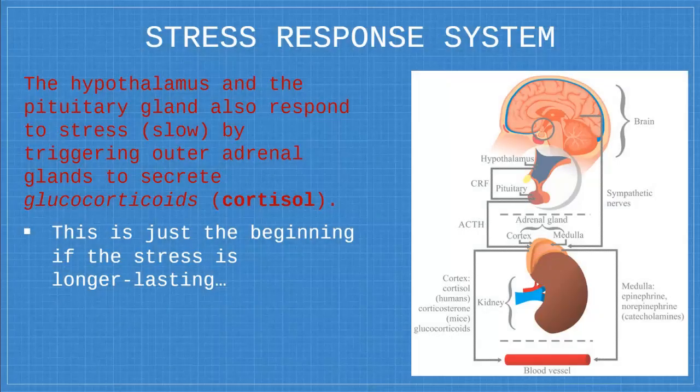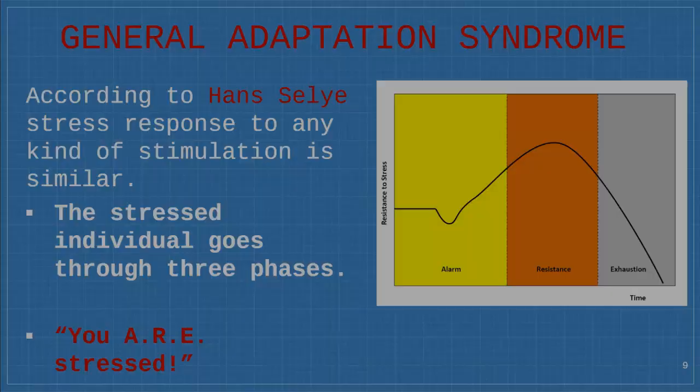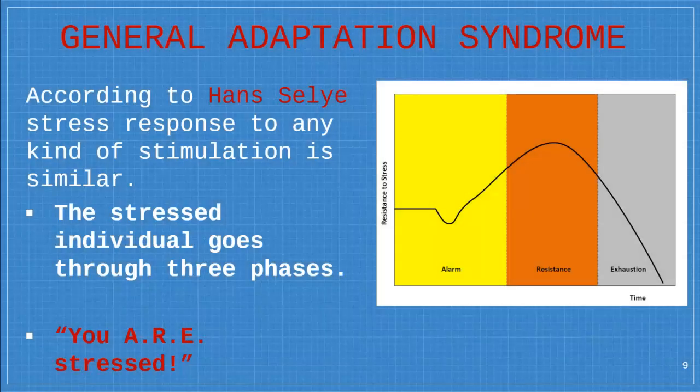The hypothalamus, we know, is the boss of the endocrine system, and it's going to tell the pituitary gland that it's time to respond to stress. At the slow level, it can trigger the release of cortisol, but at the fast level, it's releasing those fight or flight hormones.